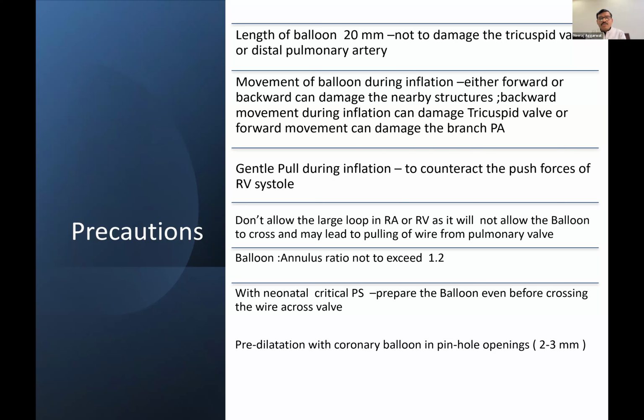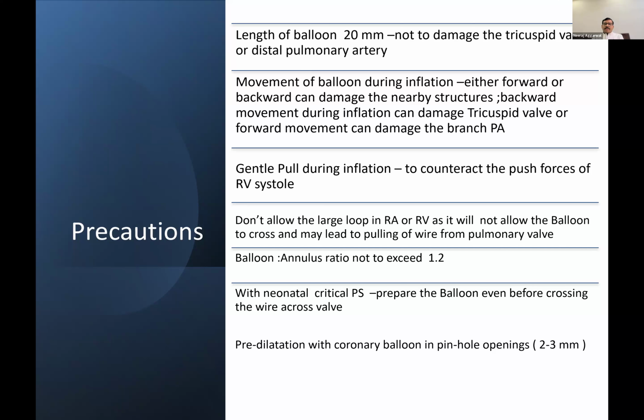Now, don't allow a large loop in the RA and RV, as it may not allow the balloon to cross and the wire may come out of the pulmonary valve. So don't allow a large loop to form while putting the balloon over the wire. The ratio should not exceed 1.2.